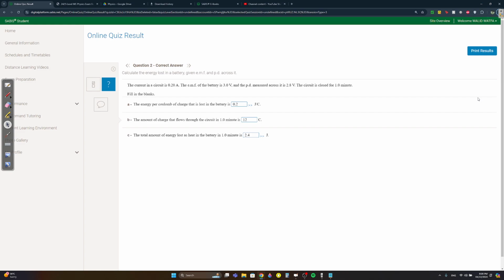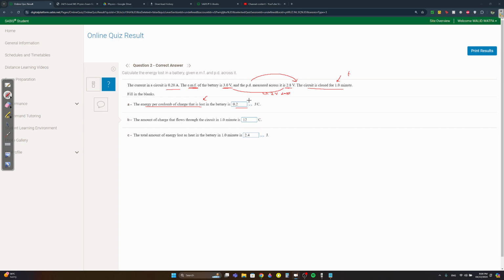Question 2. It's given you have current is 0.2. They told you the EMF is 3, with the potential difference 2.8. So there's 0.2 volts lost, right? The circuit is closed for 1 minute, so they gave you time. The energy per coulomb that is lost is what?